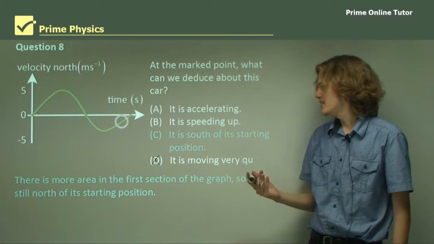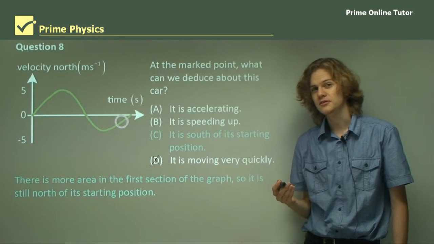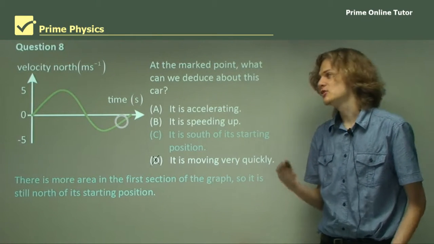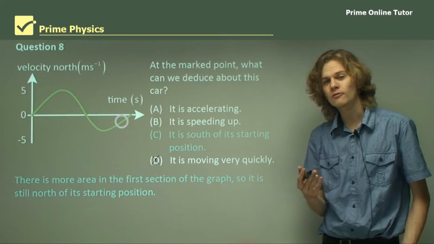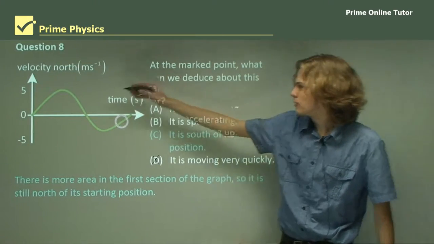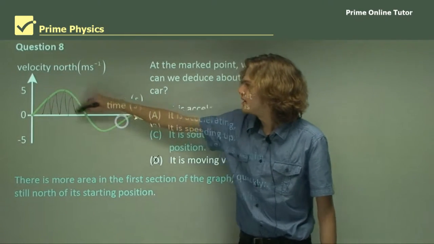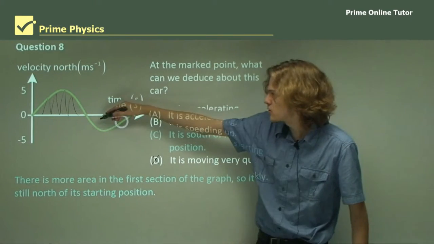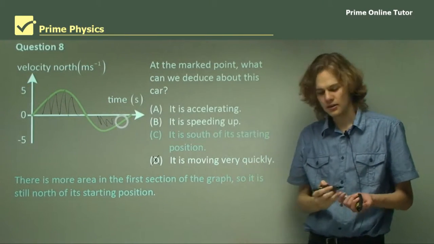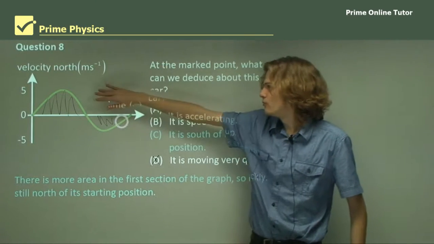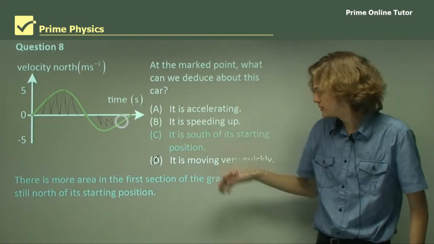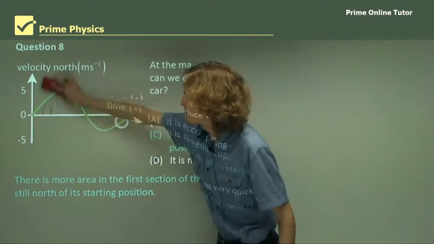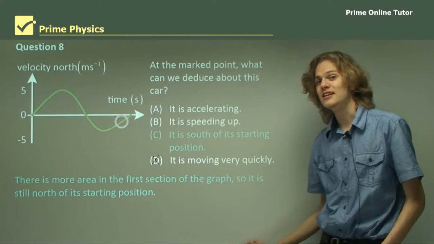All right, what about C? It is south of its starting position. Now remember, to find out this, we need to know its displacement. And its displacement is the area underneath the graph. So we can see that in the first part of the graph, it moves forward that amount, whereas in the second part of the graph, it doesn't quite manage to move that amount. And so it's still further northwards than it is southwards. And this means that it is in fact north of its starting position and not south. That means that C is wrong.